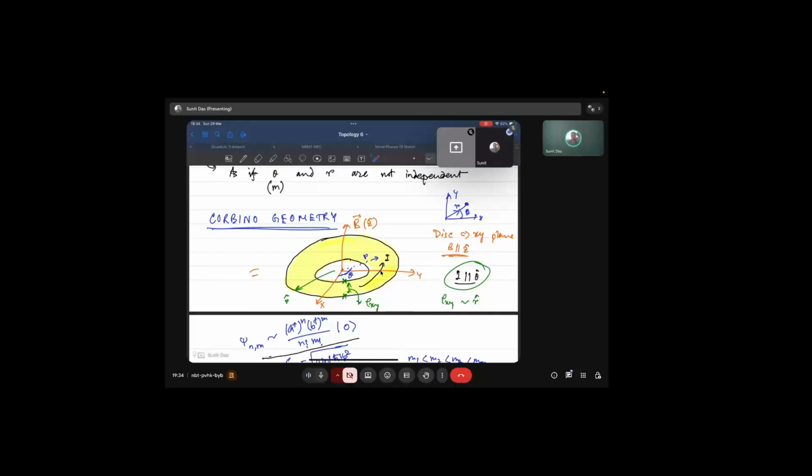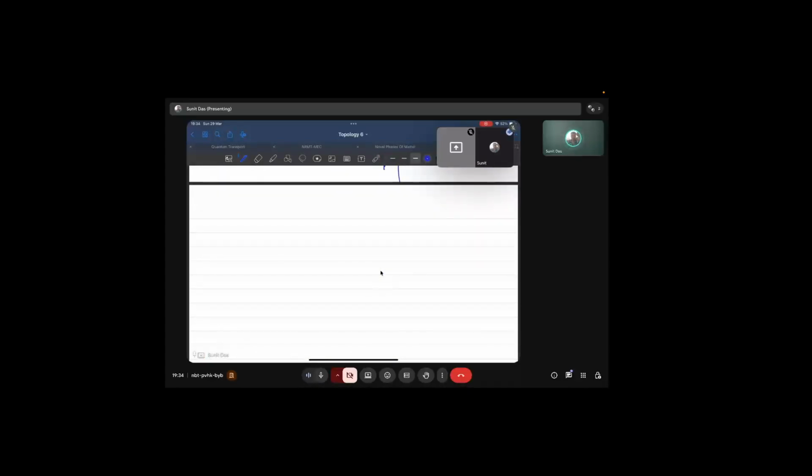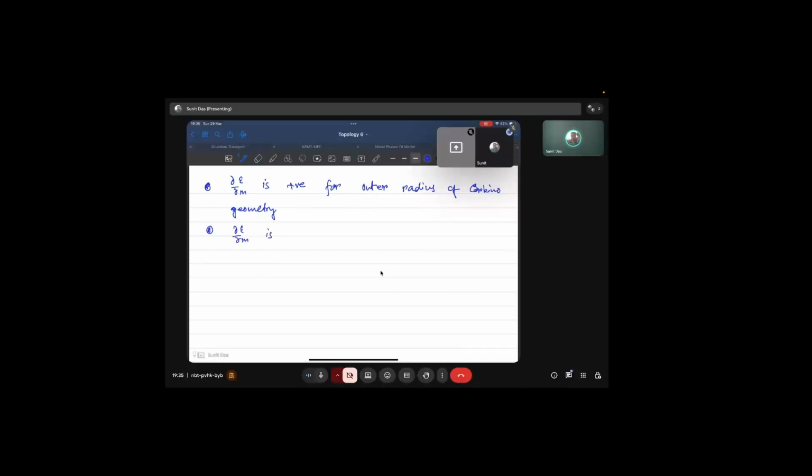Now the important point is that del epsilon del m is positive for the outer radius of Corbino geometry, and del epsilon del m is negative for the inner radius of Corbino geometry.